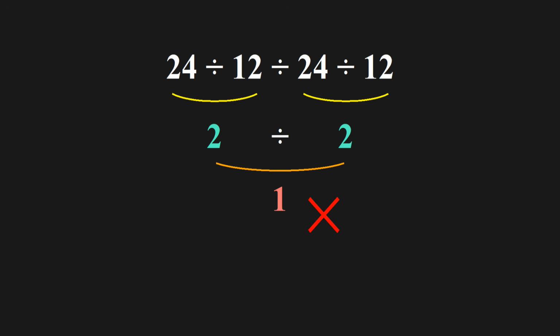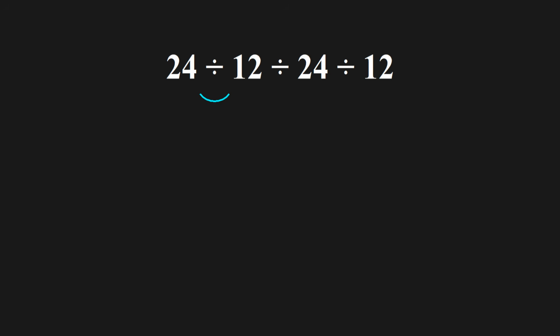But this answer is not correct because according to the order of operations, we must do this division, then this division, and at last this division. So we have first this division, 24 divided by 12 equals 2.